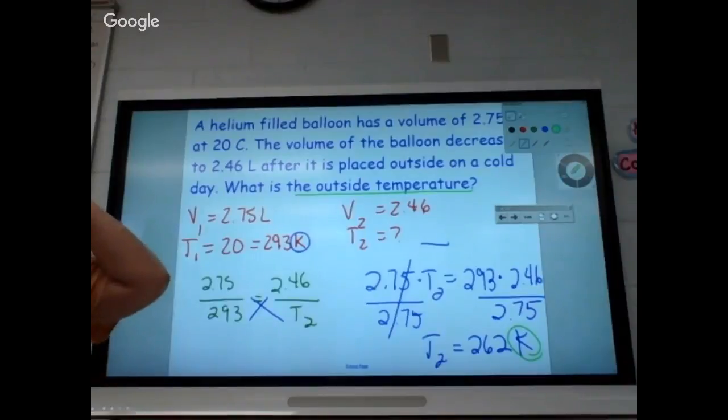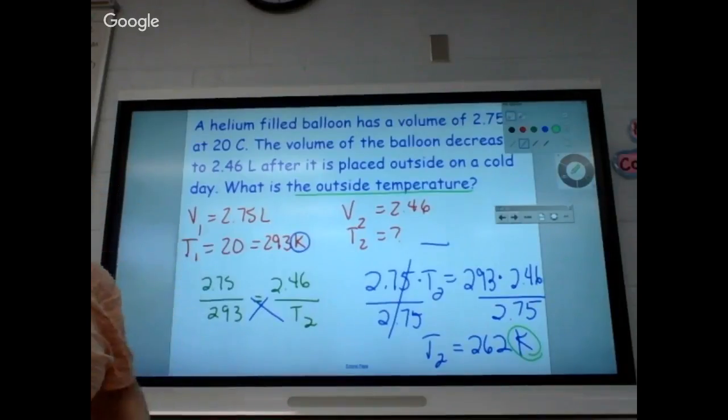If you change it back to Celsius, it's fine, but unless it asks me to change it back, I wouldn't change it back. I'd leave it in Kelvins every time unless they told me to change it, just because I'm lazy. Most of the time, they're not going to change it back unless they ask. So it's always going to be Kelvin. Everybody okay with that one?